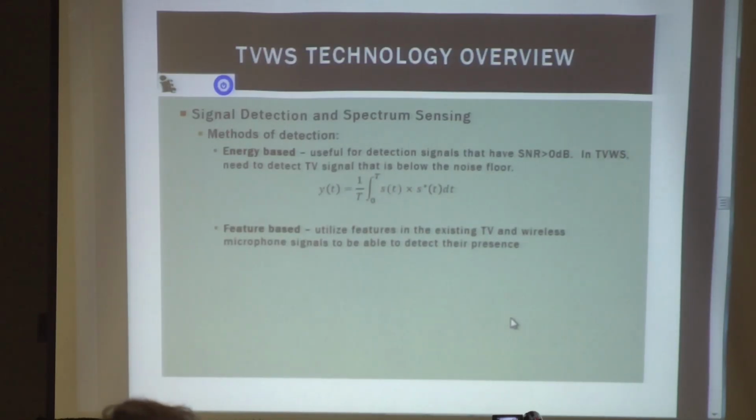The second group of techniques are called feature-based techniques, which utilize the features of existing TV and wireless microphone signals to detect their presence. So what you try to do is find distinguishing features in the TV signal to sense whether there's a TV signal there or not.